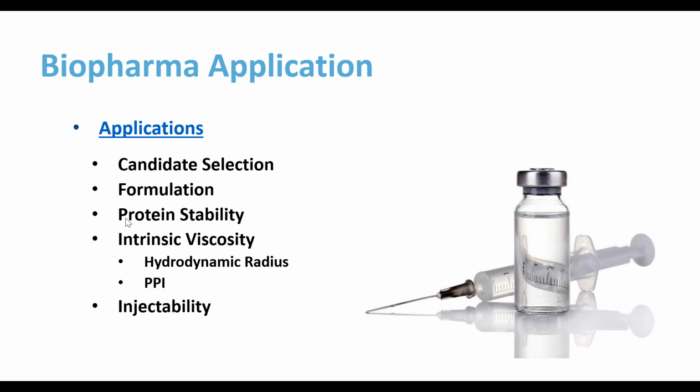Protein stability. You can use viscosity to determine which excipients are better at stabilizing your proteins. You could also use viscosity to track changes over time for long-term stability studies, as well as for determining accurate shelf life. We're also able to perform intrinsic viscosity studies, and with intrinsic viscosity, you can use that to calculate hydrodynamic radius, and you could also begin to see protein-protein interaction as your concentration increases.